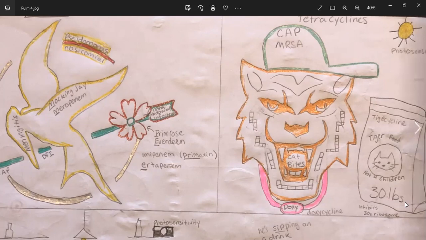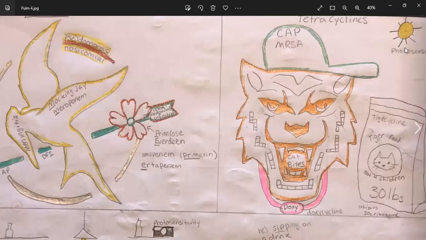The mechanism of action is that it works on the 30S ribosome unit. So we have a 30-pound bag of tiger food, not children food, because remember, the adverse effect is that it's not used in children under 7 because of effects on teeth and bone growth. Both these drugs treat community acquired pneumonia and MRSA. The other adverse effect is photosensitivity, so we have our sun here.